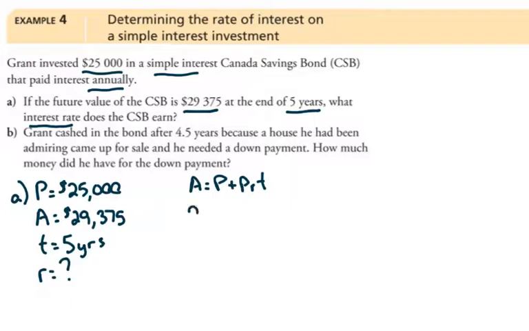Substituting in what we know, A is $29,375. P is $25,000. That should not be a plus, that should be an equals. Plus P again, $25,000. R we don't know. T is 5.